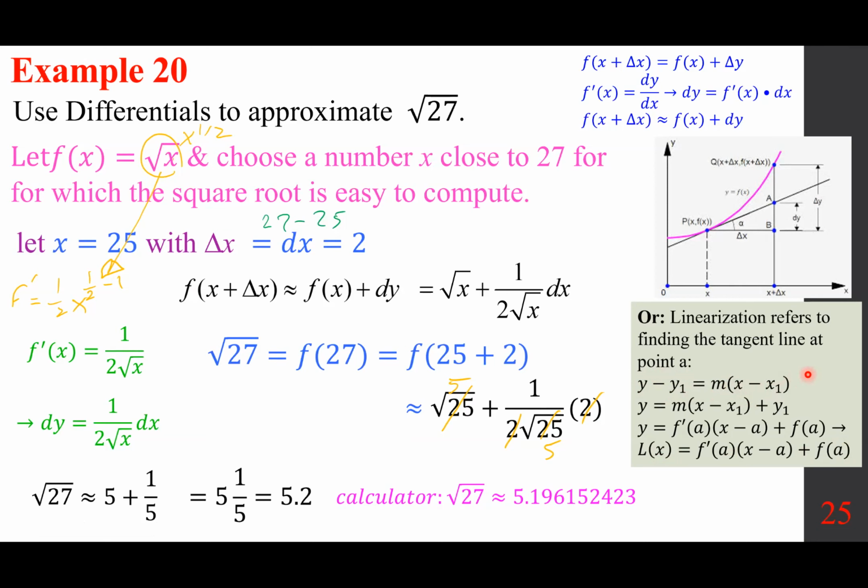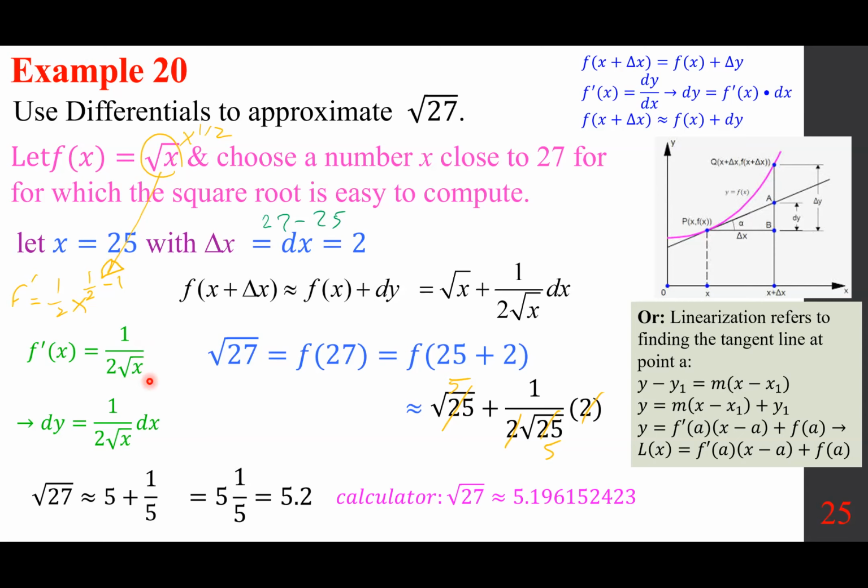x minus x1. And what that means is I need to find the equation of a tangent line for this function at this point, which means I need a pair and I need the slope. The slope is very simple. Look at this one, f prime of x. So if I plug in 25, that gives me 5 here. 1 over 10 is the slope.